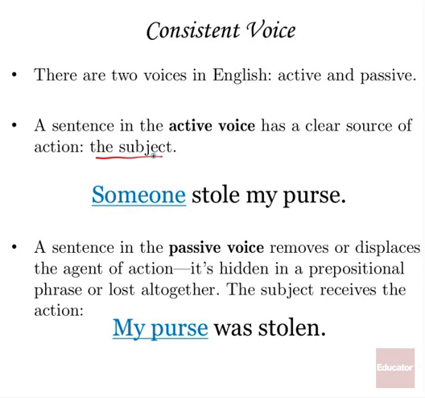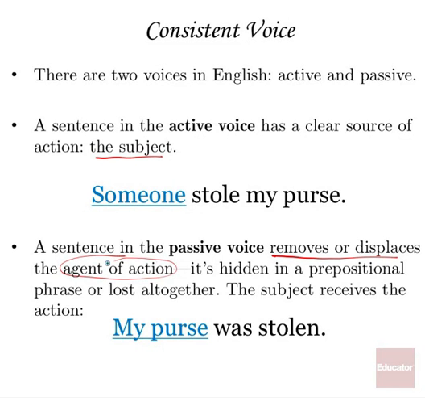A sentence in the passive voice removes or displaces the agent of action. Now, the agent of action, for you non-grammar nerds, is whatever's actually doing it. It's hidden in a prepositional phrase or lost altogether. A sentence in the passive voice does not have to tell you who did it. The subject receives the action.